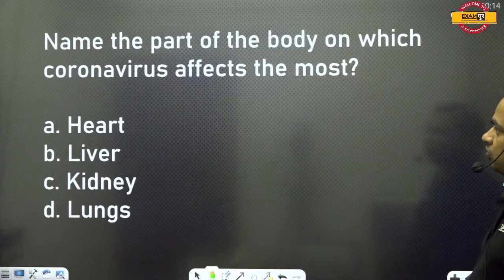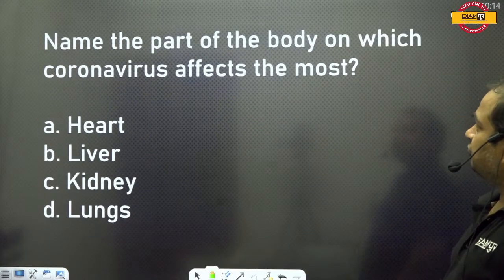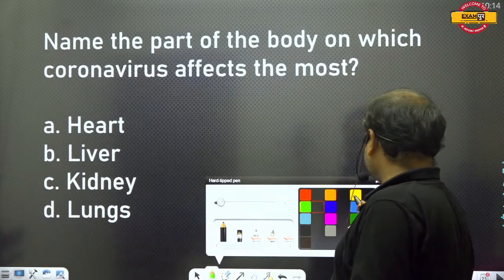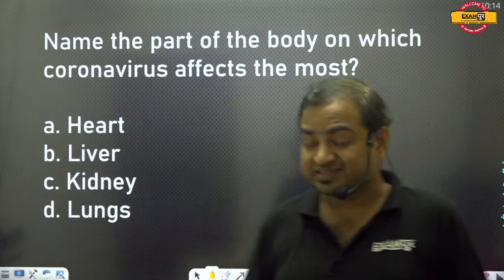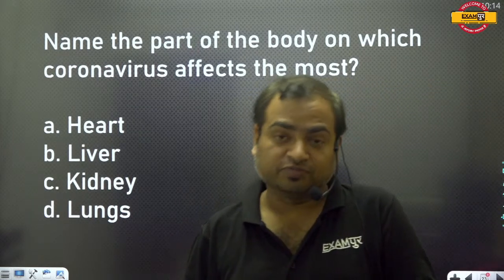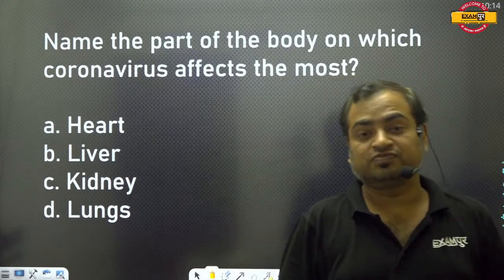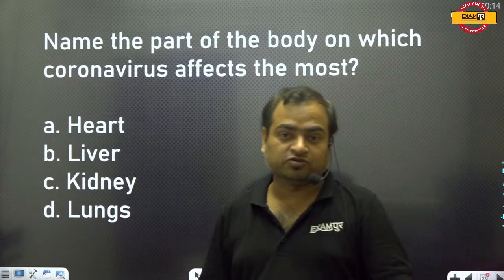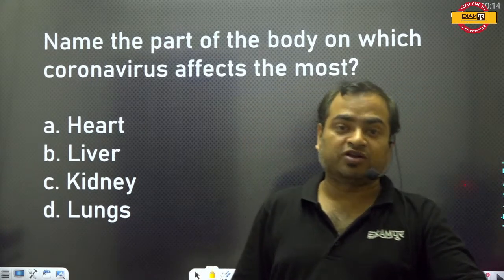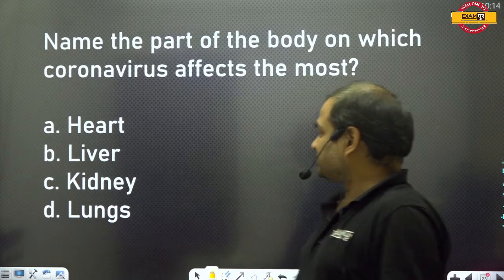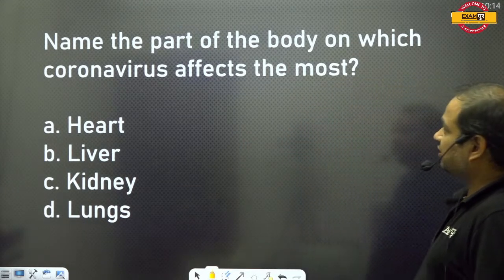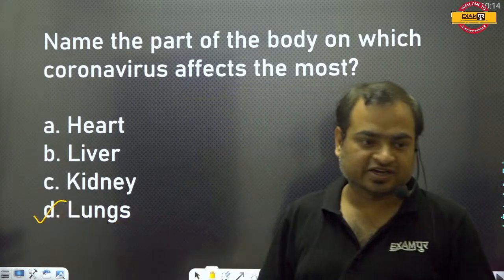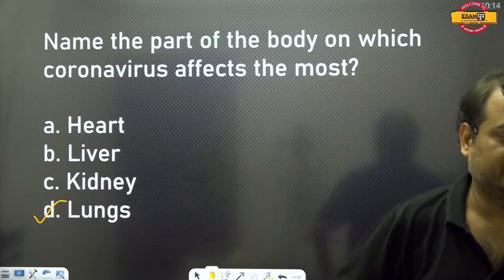Okay, now name the part of the body on which the coronavirus affects the most. This is a very important question nowadays, because you have already seen that during COVID, most of the people died because of their lung problems. They were not able to breathe properly because their lungs stopped working properly, and hence we can say that the lungs were the most affected by the coronavirus. So D part will be the correct answer.